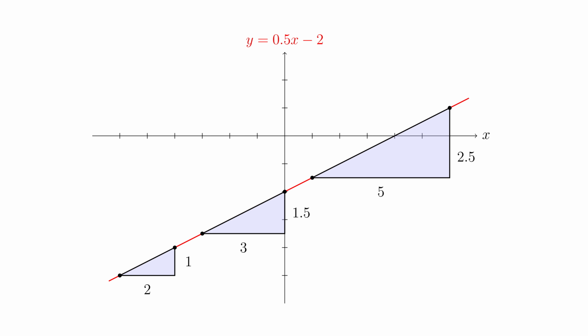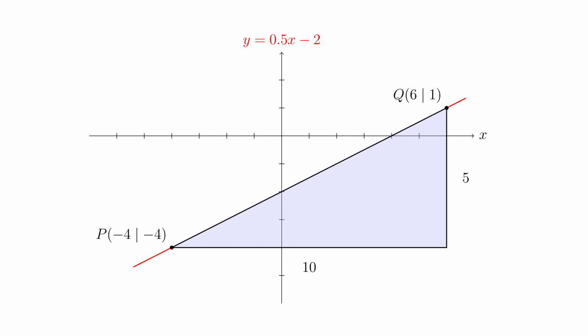In the given example, the slope triangle is always half as high as it is wide, which we can also verify for a width of 10.